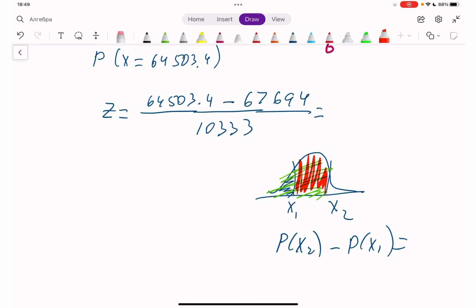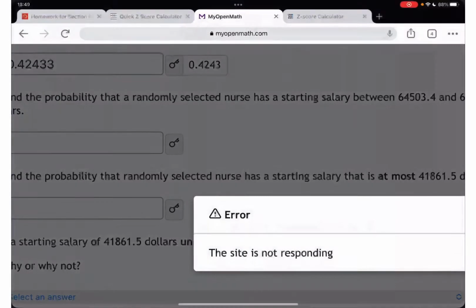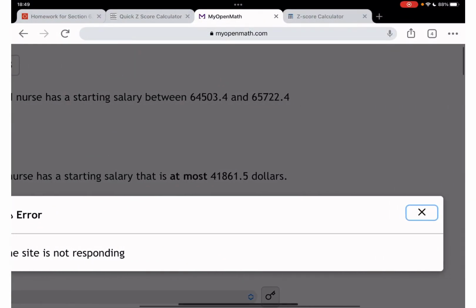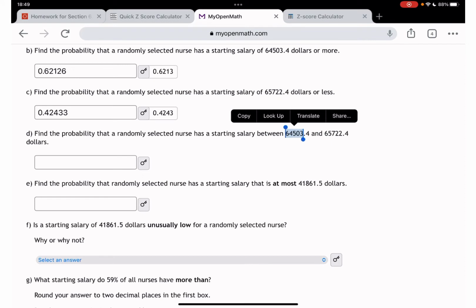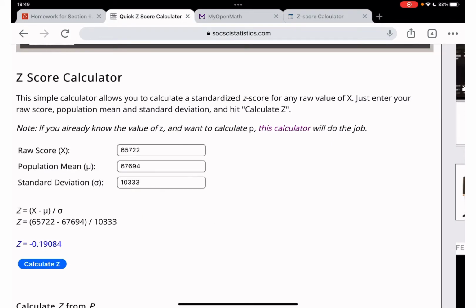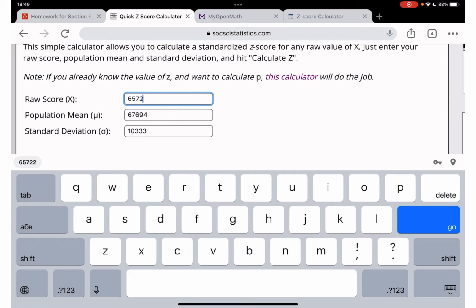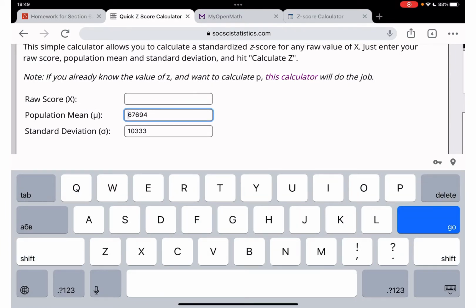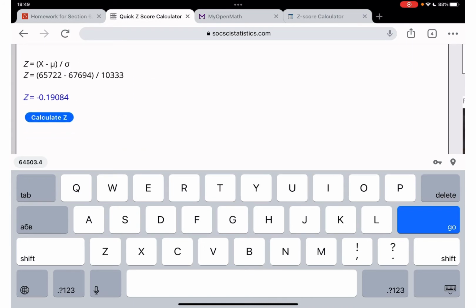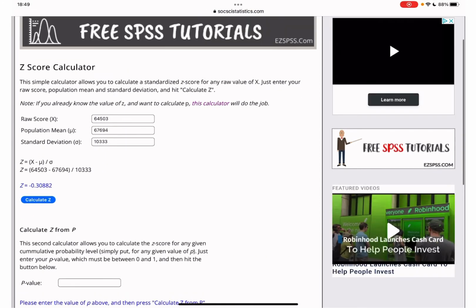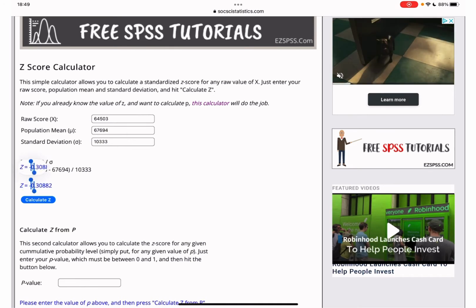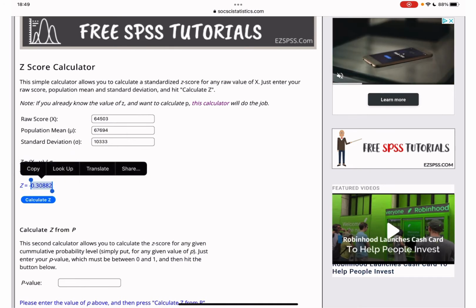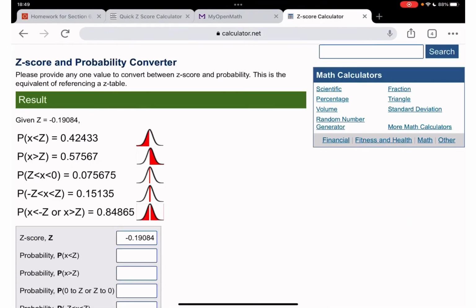Let's go to work. The site is not responding. Why is it not responding? So let's get the first one, copy, and find the probability of the first value of x, because mu and the standard deviation are not changing, they are the same. So what do we have here? Calculating the z-score, didn't we do this one? I think we did, but anyway, instead of checking, I might as well just copy. Okay, pasting here.